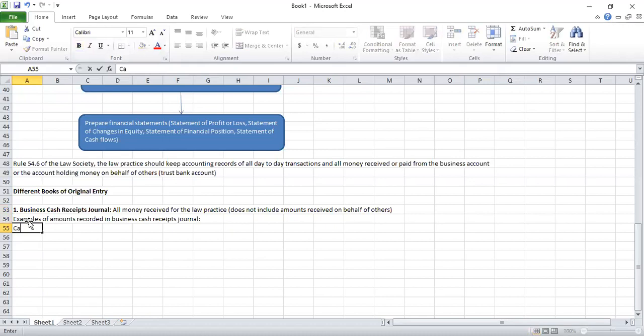Right, capital contributed by the law practitioner, in cash. Loan taken by the law practice. Fees paid by clients for work done. Interest on business bank account.